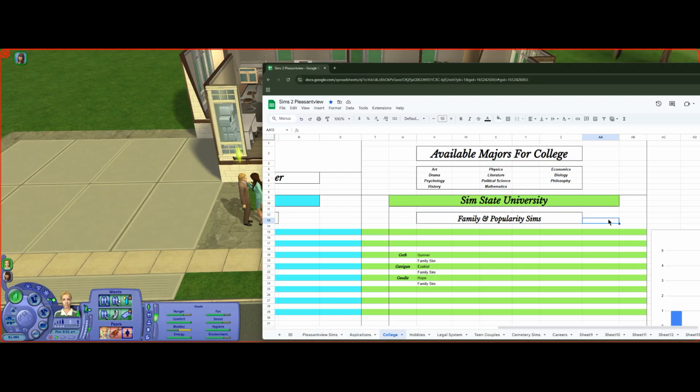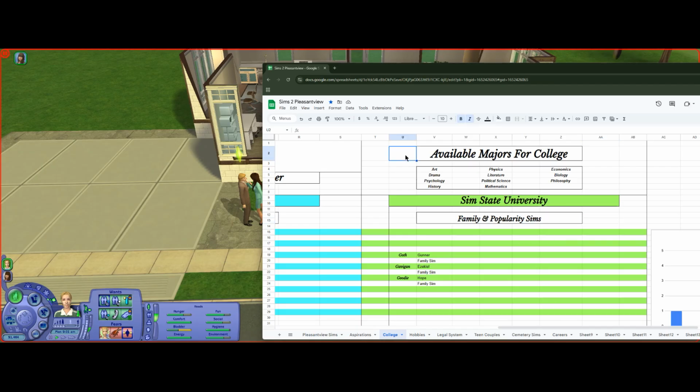And when I think about Sim State University, I like to think of this place as a university that's close to home. So this university is right next to Pleasantview. Sims don't have to travel very far to go to this college. They have a great sports team, so they like to host sports parties there a lot. And yeah, this is just a place where you can just stay close to home and go to school. I mean, that's why I have family and popularity Sims here. Mostly because they got a really great sports team, and it's close to home. So that's a big idea on that one.